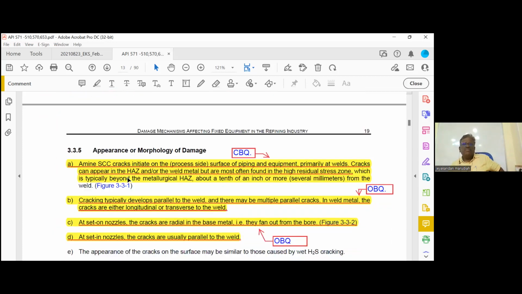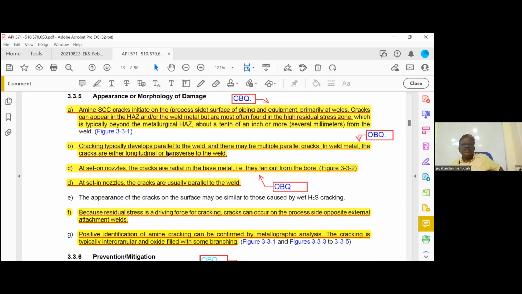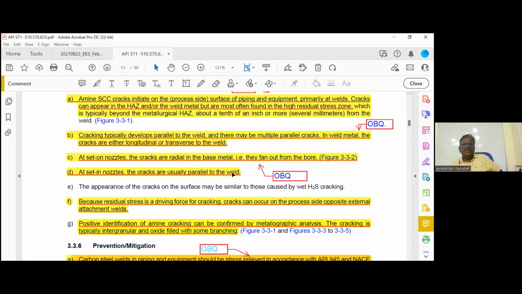The next page, appearance. Amine SCC cracks initiate on the surface of piping, primarily at welds. Cracks can appear in the adjacent base and weld metal, but are most often found in the highest residual stress zone. That is a closed book question. Then B is important. Cracking typically develops parallel to the weld, and there may be multiple parallel cracks. In weld metal, the cracks are either longitudinal or transverse. That is also important, an open book question. In set-on nozzles, the cracks are radial. They fan out of the bore. So set-on nozzle means the one you put inside, and there will be radial cracks across the weld.